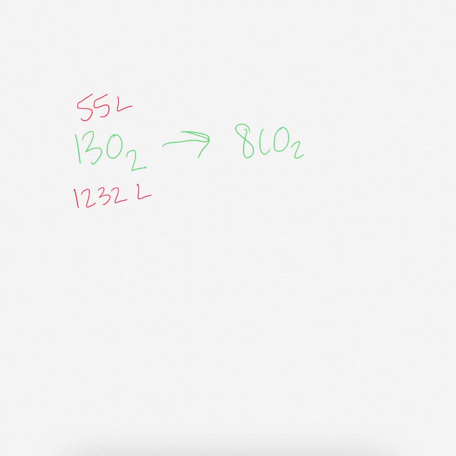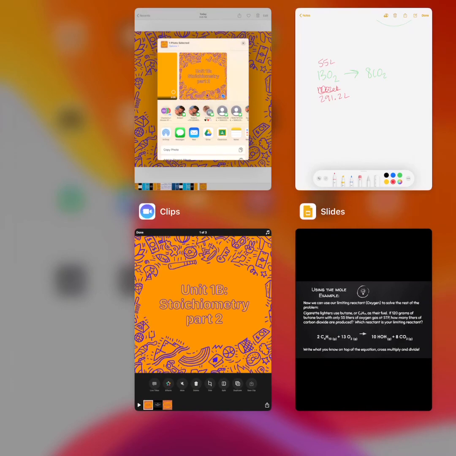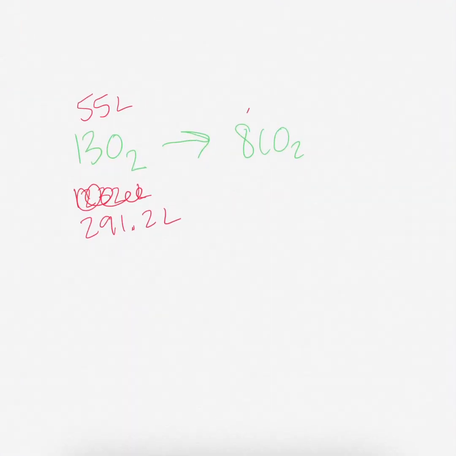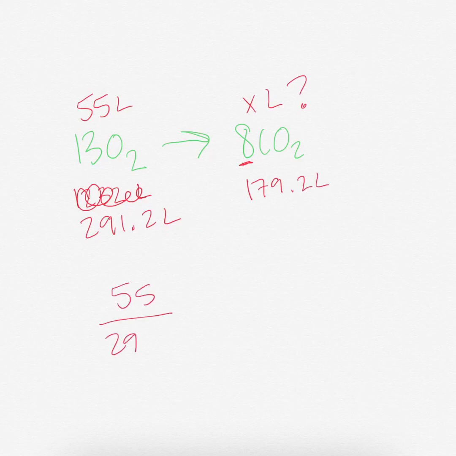Now I need to do, again, that 55 times 22.4. Oops, I'm sorry. I multiplied the wrong thing. You should be doing 13 times 22.4. So that's 291.2 liters. And then it wants me to find liters of CO2. So I'm going to say X liters. Right here is my coefficient. I need to multiply that by 22.4 when we're talking about liters. And that gives me 179.2 liters.